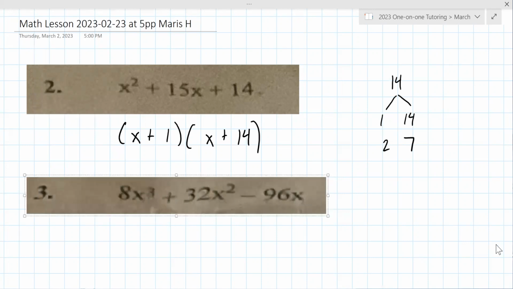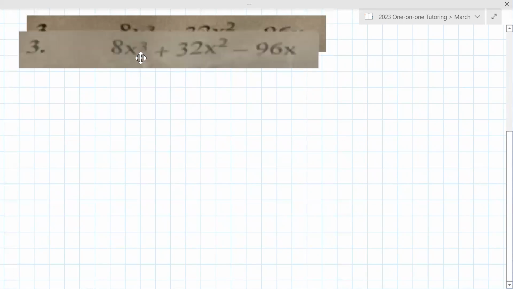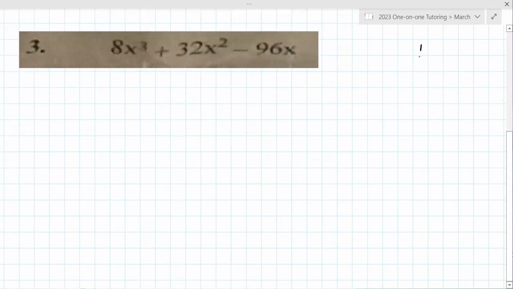Okay, so number 3 here, a little bit more difficult question. I'm gonna just reframe the problem here. You should always start with GCF. GCF here. Is that okay? Yeah. So look at the numbers here, 8, 32, and 96. Is there a number that goes into all three of those?